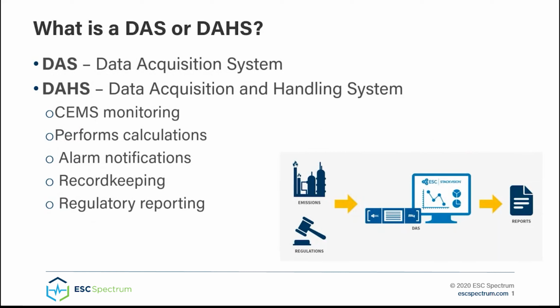Let's start with the acronyms. Whether you refer to a DAS as a data acquisition system or data acquisition and handling system, we're talking about the same thing. The primary functions of a DAS are to monitor the air emissions data from a plant's continuous emissions monitoring system, or CEMS, perform the calculations necessary for regulatory reporting, manage alarms that alert environmental and operations staff about potential emissions exceedances or operational issues, maintain a secure database of historical records, and automate regulatory reporting.